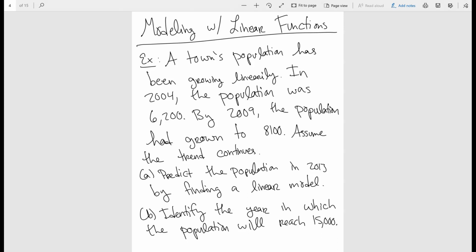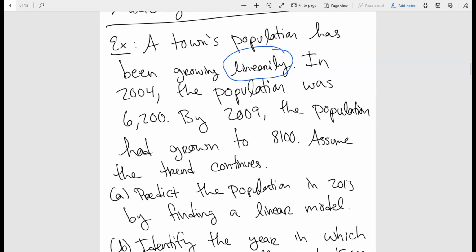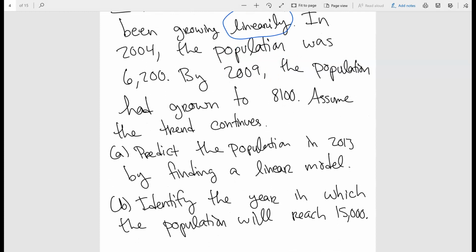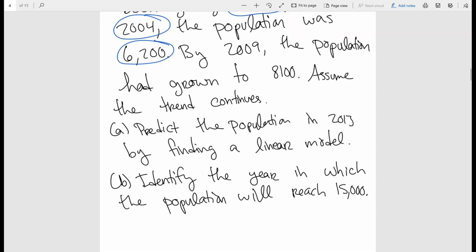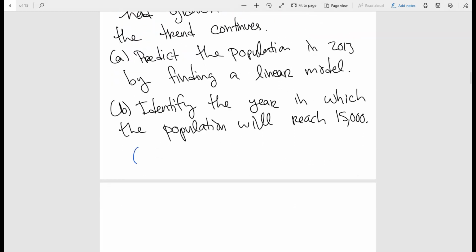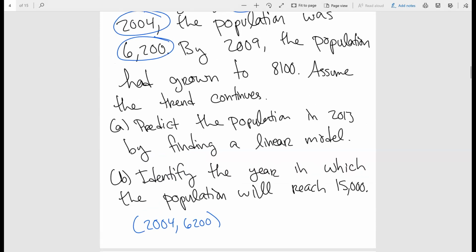and then identify the year in which the population will reach 15,000. So one of the clues in this problem is that this is going linearly. Let's try to get all of the information that we have. The first thing is that the population in 2004 was 6,200, so you can write it as the point (2004, 6,200).